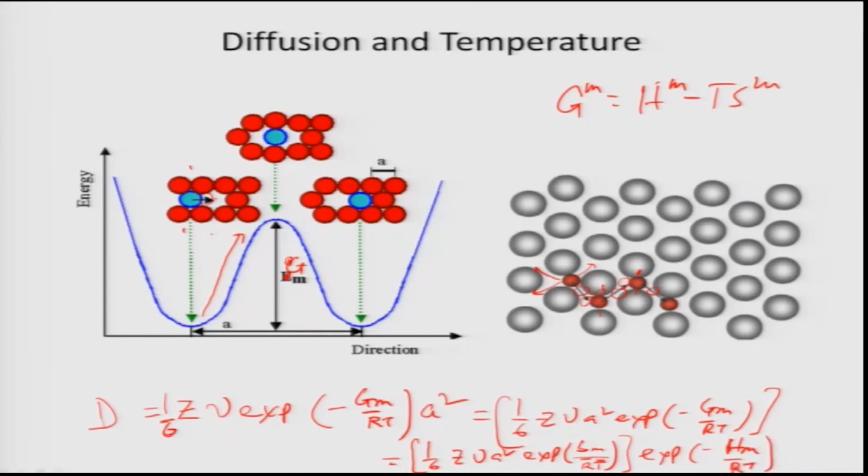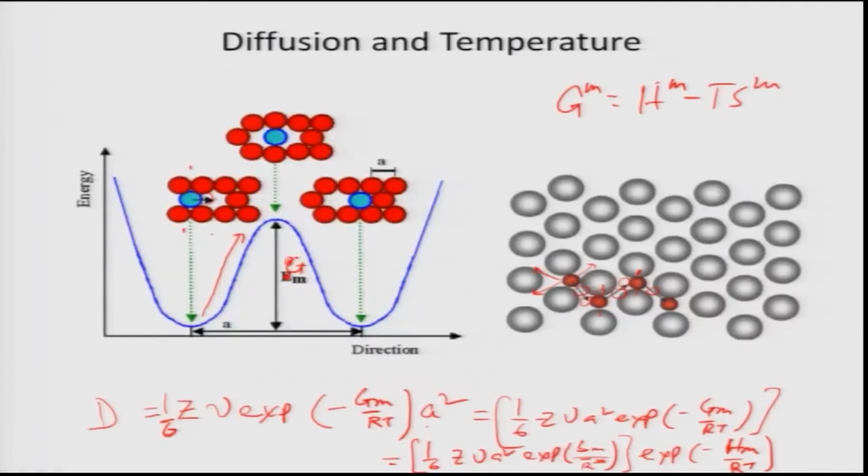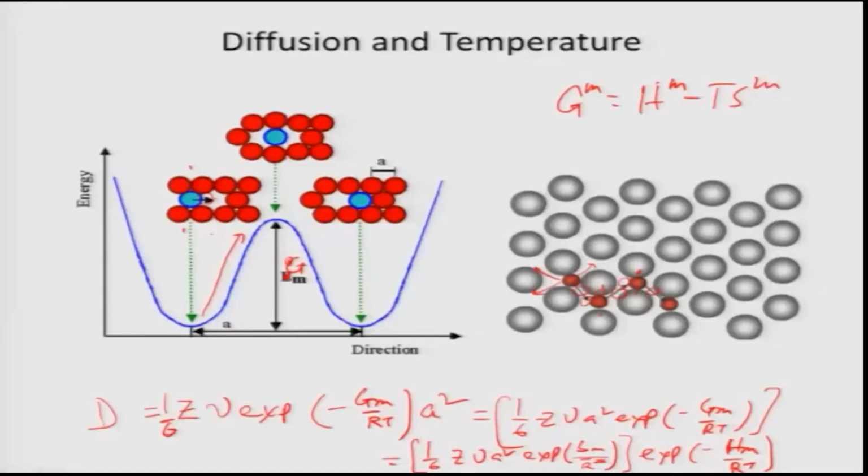The first term is always considered to be constant. Why? Because the T vanishes, as we have already taken RT, leaving Sm by R. Z, the number of vacant sites available to which the atom can diffuse, is also constant. Nu, the frequency of vibration, is also constant. A, the distance between two lattice sites, is a constant, and Sm by R is also constant. Sm is the entropy of migration and R is the universal gas constant. That is why this whole thing is a constant. The only thing that is not constant with temperature is exponential minus Hm by RT.